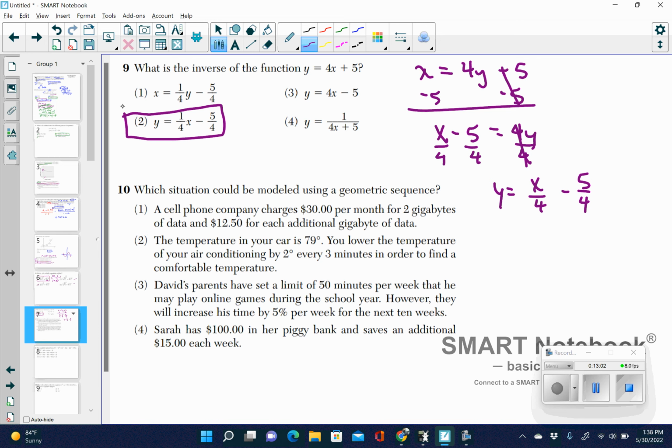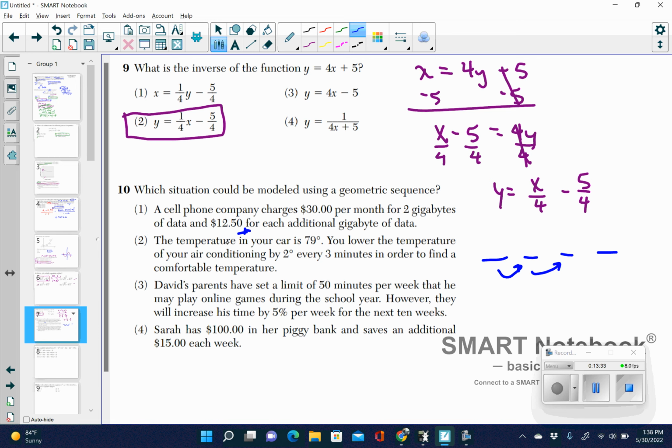Which situation could be modeled using a geometric sequence? Just to remember what a geometric sequence is: when you have a set of numbers and you multiply to get to the next number. That's a geometric sequence. So looking at it, a cell phone company charges $3 per month and $12.50 for each additional. So we're adding there, so that is not going to be multiplied by the next.